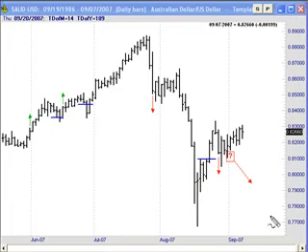Hi, this is Bill Paulus, and I'd like to show you some trades that you could have made following the Forex Profit Accelerator setup conditions, entry rules, and exit strategy.